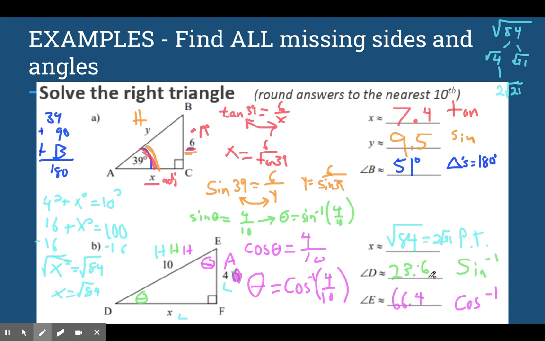And remember, you can double check, because 23.6 plus 66.4 plus that 90-degree angle has to add up to 180. We double check. I'm typing it into my calculator: 23.6 plus 66.4 plus the 90-degree angle, and it does in fact add up to 180. So that's another way for you to check to make sure that you have the correct answer.